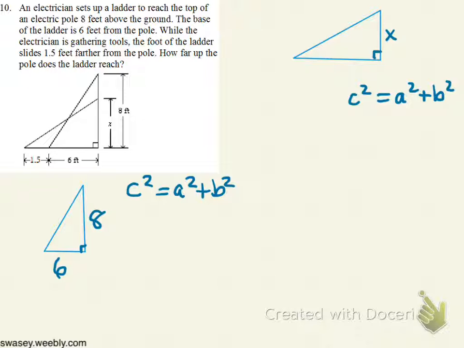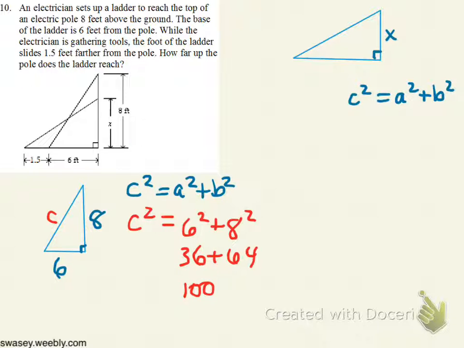Alright, here we've got a ladder. It's 8 feet above the ground, and then it's 6 feet from the pole. So we have this right triangle. We're missing the hypotenuse, the side across from the right angle. Square those, we get 36 plus 64, which is 100. And then to get rid of squared, we'll square root. So that tells us the length of the ladder, which we'll use over here.